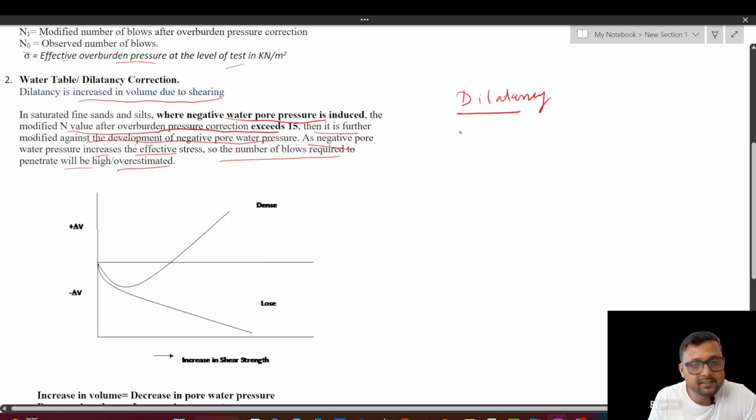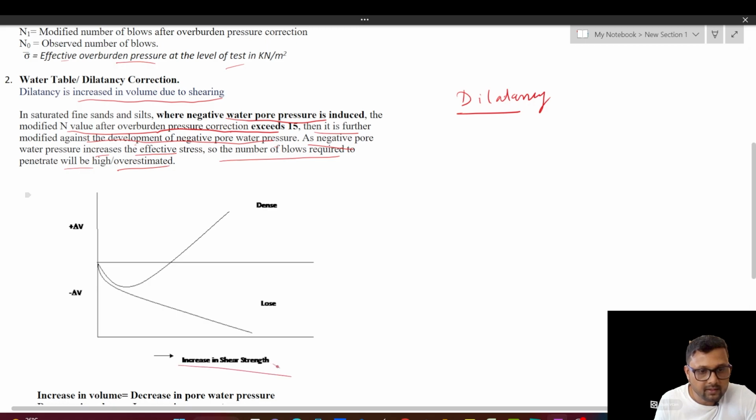Now, what is dilatancy first? Dilatancy is an increase in volume due to shearing. Now see this diagram. On the x-axis we have the increase in shear stress, and on the y-axis we have the change in volume. This one is for dense soil, and this is for loose soil. When there is an increase in shear stress, the volume in the loose soil is decreasing.